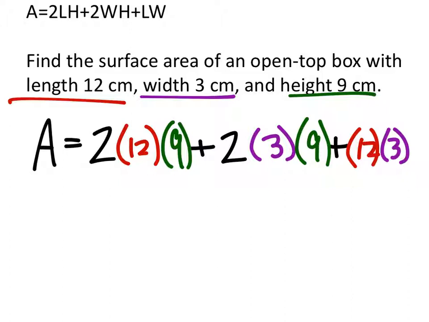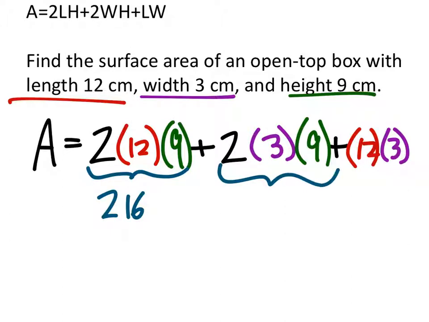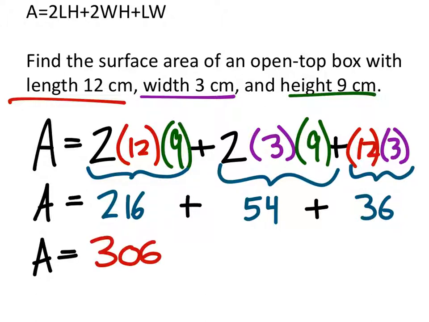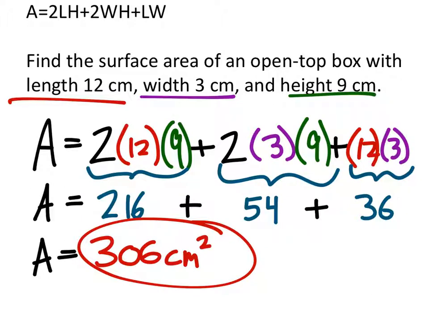All right, at this point, it is order of operations, unless you plug it into your calculator. So just multiplying these out, like if we did this multiplication first, then we can do this one right here at 54, and then this one at 36. Now this is the surface area of this open top box. All we got to do now is add all these together. So when we do that, 216 plus 54 plus 36, 306. But this one did come with units, so please don't forget to label this in square centimeters. And that would be the area of this open top box.